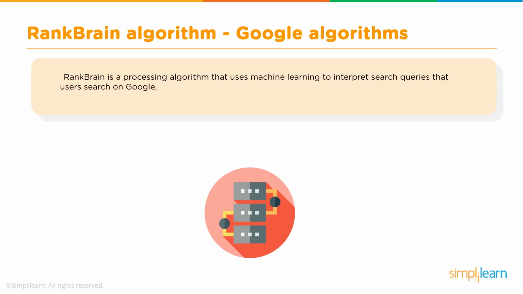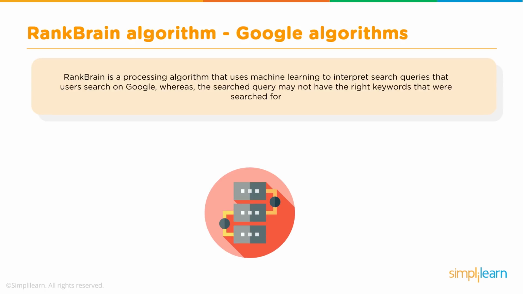And then let's talk about the third algorithm, which is RankBrain. So RankBrain is a processing algorithm that uses machine learning. And what that machine learning does is interpret search queries that users search on Google. So for example, if RankBrain sees a word or phrase it isn't familiar with, the machine can make a guess as to what words or phrases might have a similar meaning and filter the result accordingly. So basically it takes these search engine queries and presents them in a way that's logical so that the end result can be something that's relevant to what you're looking for.